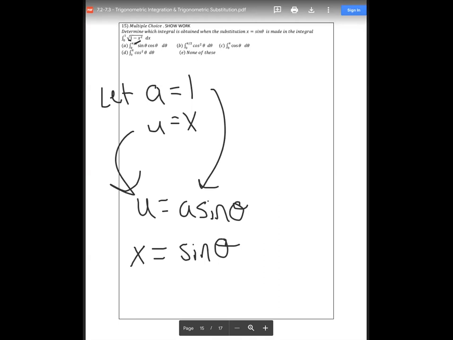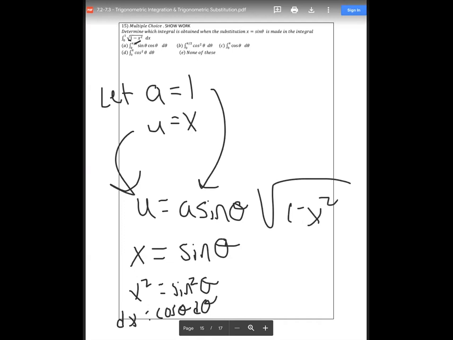We figure out what the x squared is. That's just sine squared of theta. We figure out what dx is. That's just cosine of theta d theta. And then the radical. So what would the radical be equal to, Natalie? Like plug it in for me. You just did it, the 1 minus x squared.